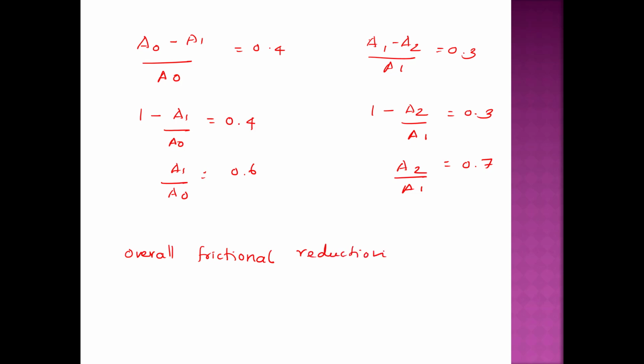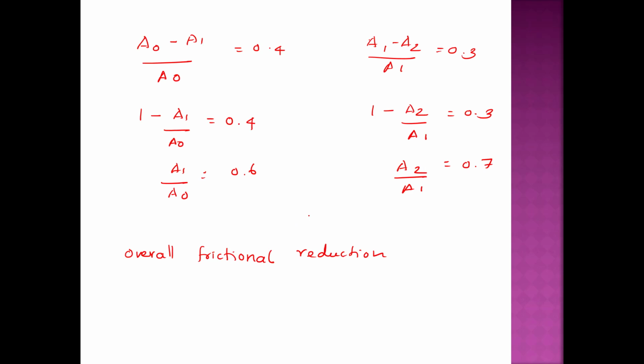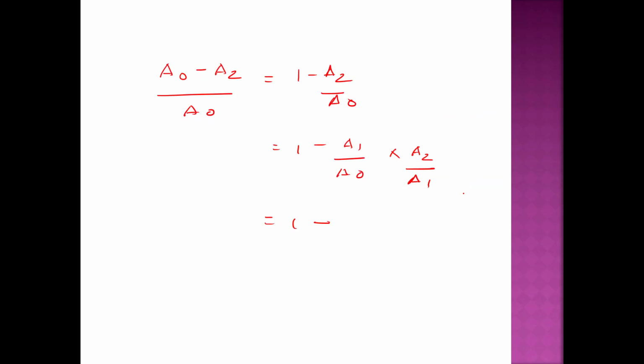Then we have to calculate (A0 minus A2) divided by A0, which is equal to 1 minus A2 divided by A0. A2 divided by A0 can be written as A1 by A0 into A2 divided by A1, so it equals 1 minus (A1 by A0 into A2 by A1). A1 by A0 equals 0.6 and A2 by A1 equals 0.7. That we have to substitute here.